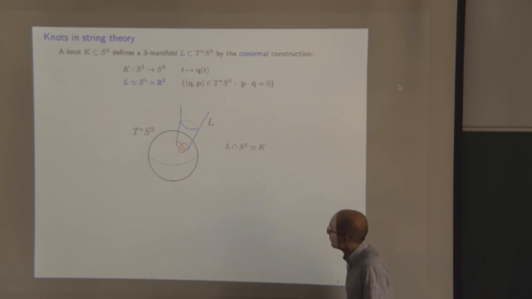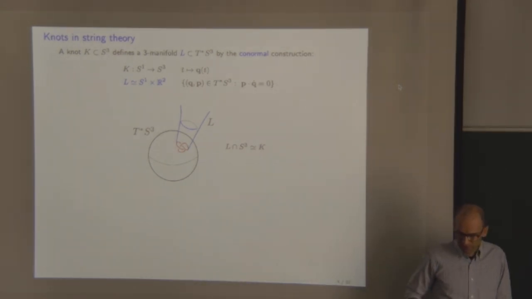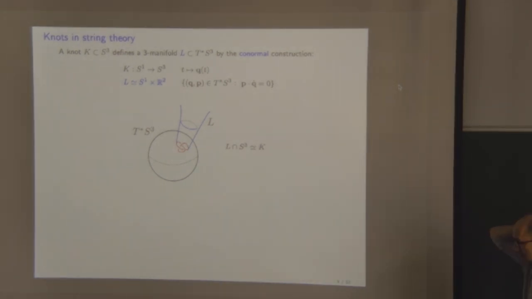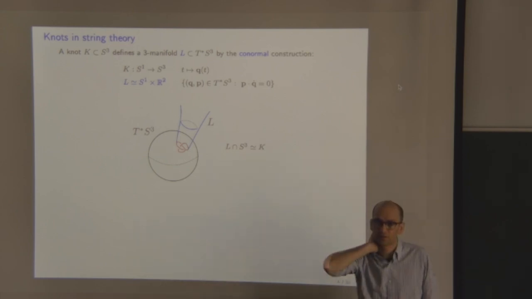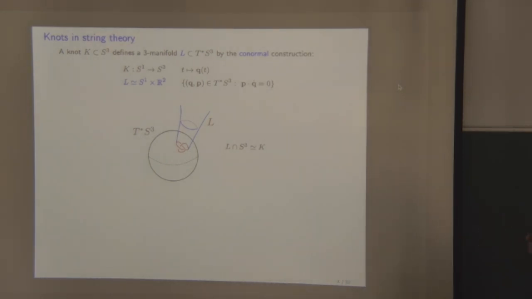So, to tell you how knots and quivers arise in M-theory, what I'm going to do is introduce a bit of geometry that was already touched upon in the previous talk. So let me very briefly go through this.